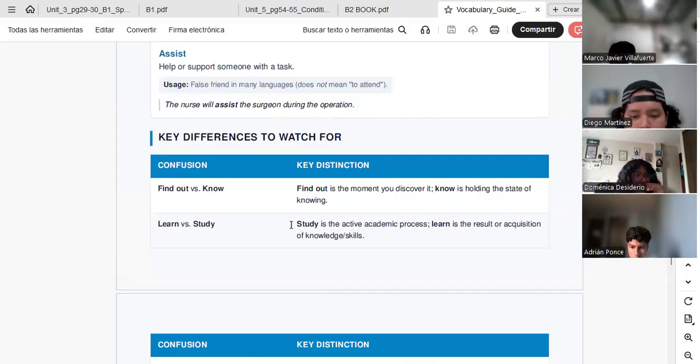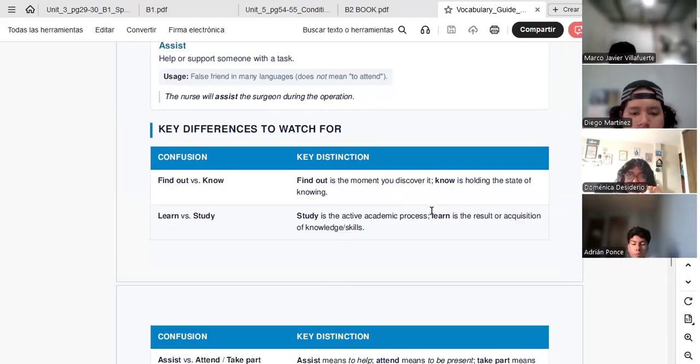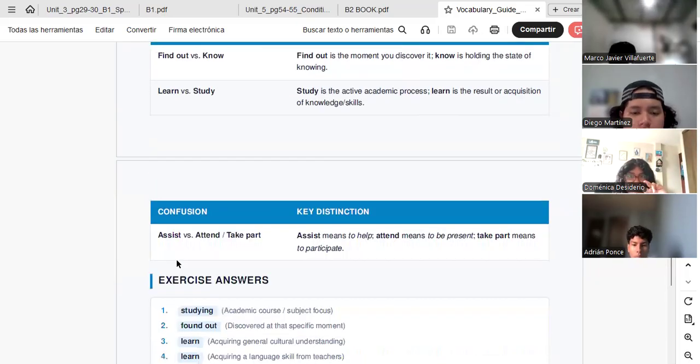Learn versus study. Study is the active academic process. Estudiar es estudiar. And learn is the result of acquisition of knowledge or skills. Y learn es como el resultado de la adquisición de conocimiento o las habilidades. Assist, attend, and take part. So, assist means to help. Attend means to be present. And take part means to participate.